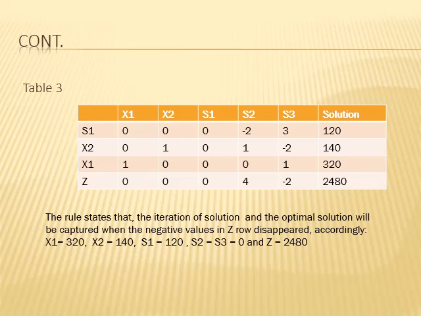So look at the table as a whole and see the value of S1 equals 120. Focus on the last column of solution. X2 equals 140, X1 equals 320, and Z equals 2480. But this is not the last station.